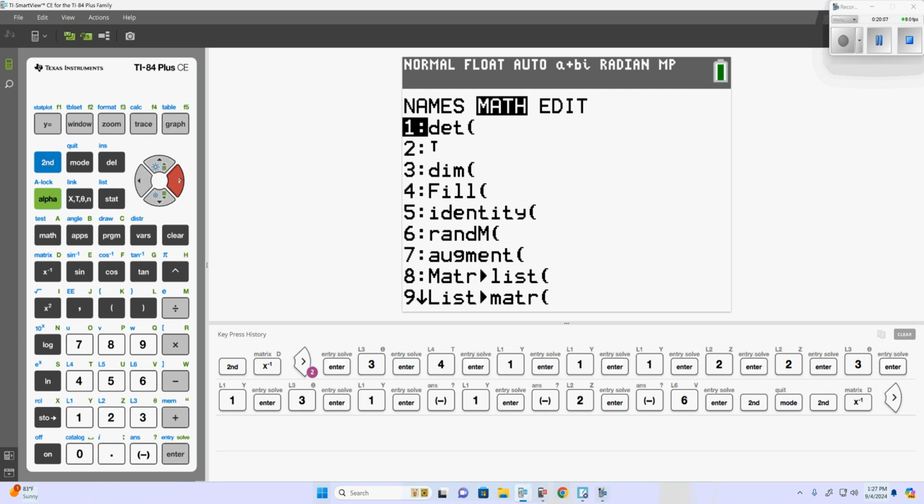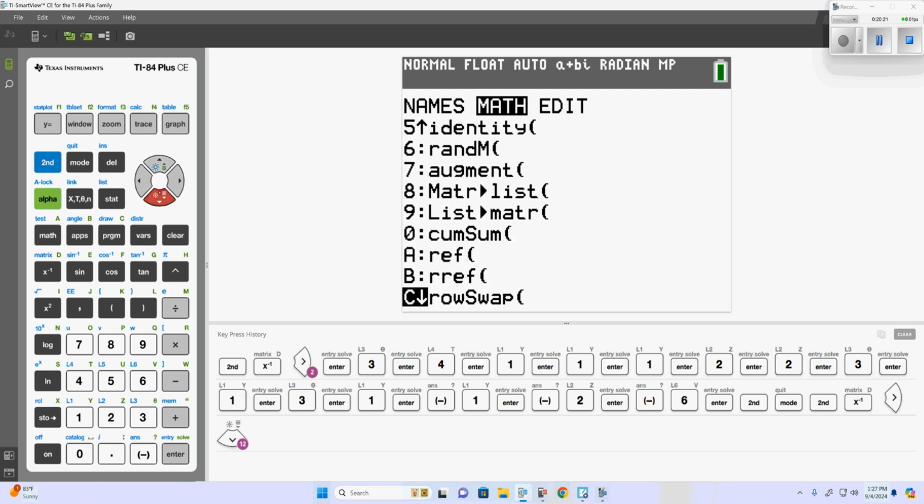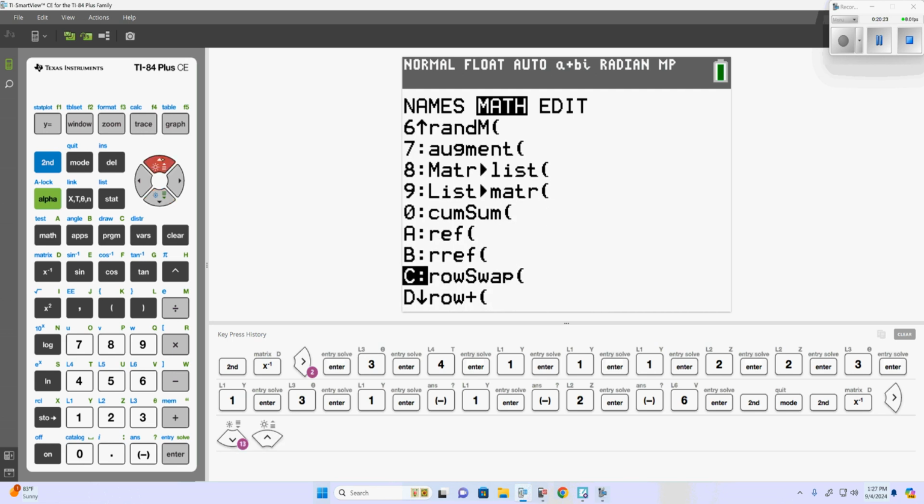I don't see a whole lot of point in that because we had to type the dimensions of matrix A to be able to put the information in. So it's just going to tell us what the dimensions are. What we want to find is RREF. You can scroll up or down. We're looking for RREF. Once you get it selected, next to it, hit enter.